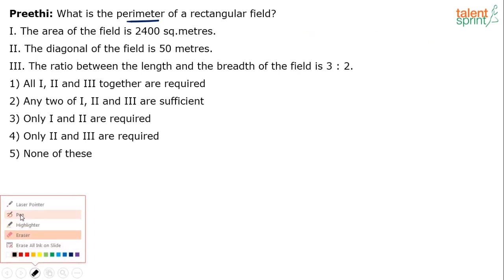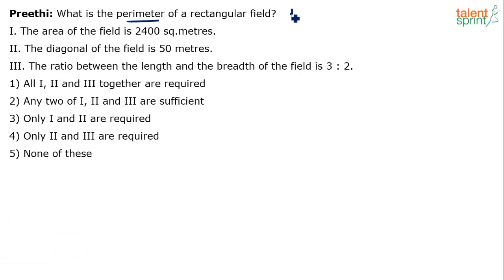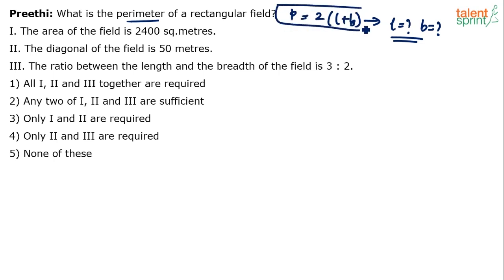So for me to find out the perimeter, which equals 2 times (L plus B), I should know the two variables. What are those two variables? L and B. L is equal to what and B is equal to what. If any statement or any combination of statements gives me L and B, then I'm done. Don't try and substitute the values of L and B and then find out the perimeter. That's a waste of time. Substitution in the formula is a waste of time.